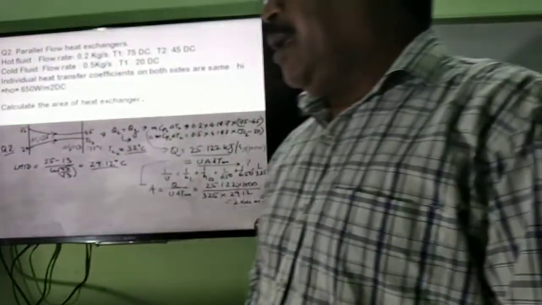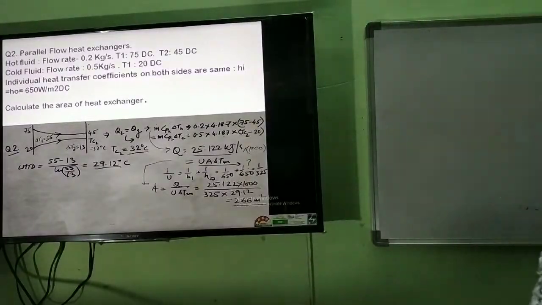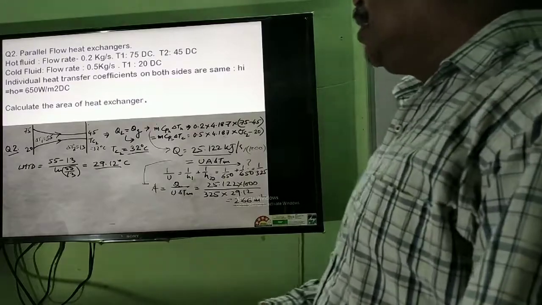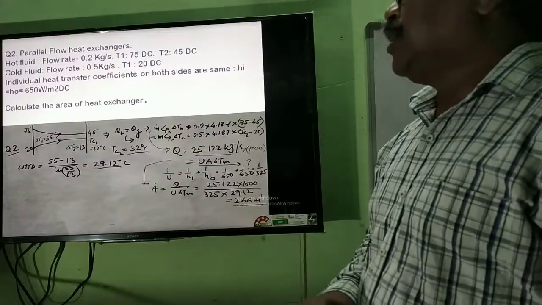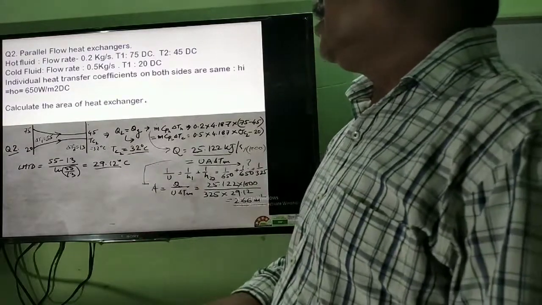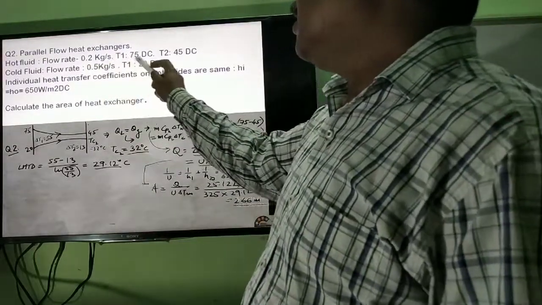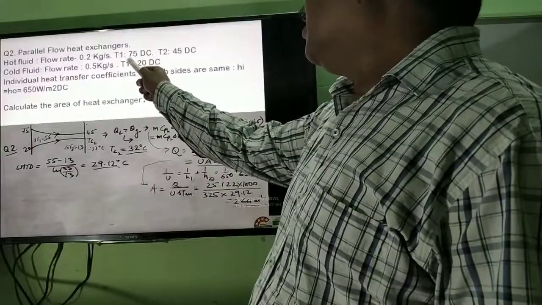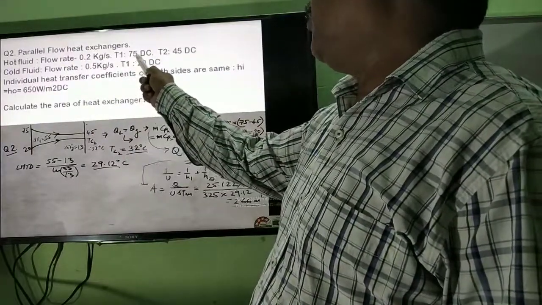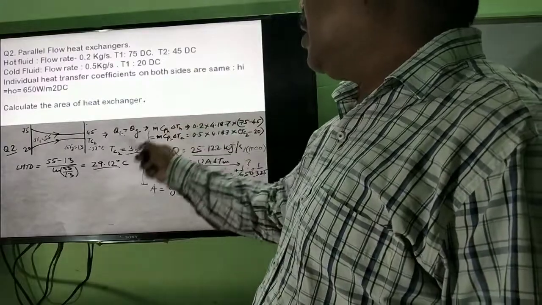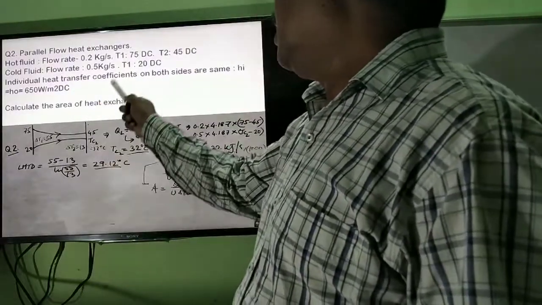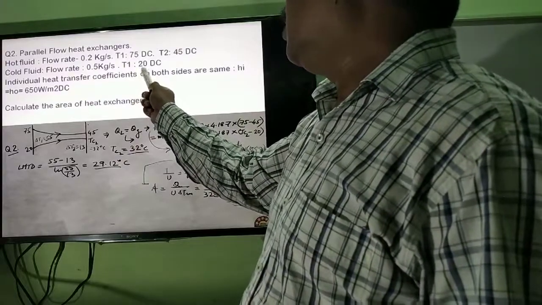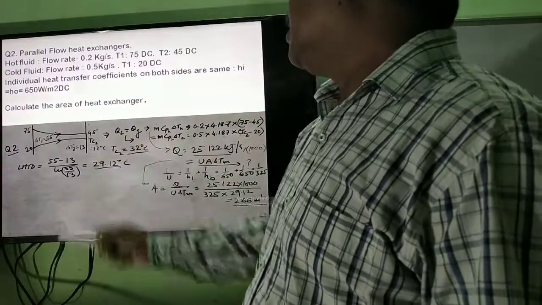Okay. Next one is like this. This is one type of question, parallel flow heat exchanger. Both the flows are coming in the same direction. Hot fluid flow rate is 0.2 kg/s. Entry temperature 75, exit temperature 45 degrees centigrade. Here the cold fluid is 0.5, entry temperature 20 degrees C, exit temperature not given.